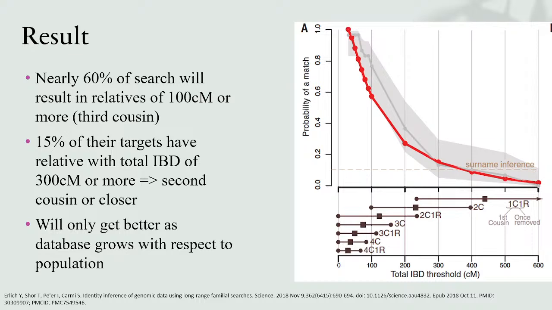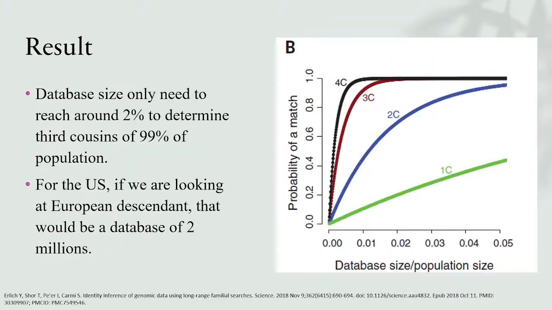So even though a third cousin seems very unimportant, and maybe we never met any of them, like me, I never met any of my third cousins, still, it could be very useful in some cases. 15% of them would have IBD of total length of 300 centimorgan or more, which would mean second cousin or closer. And this result would only get better when the database grows with respect to population.